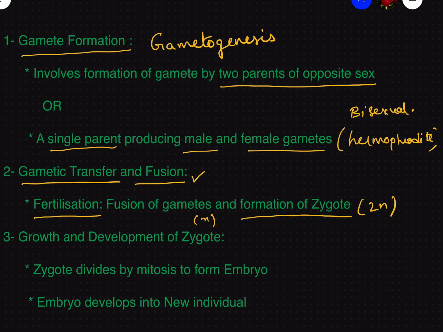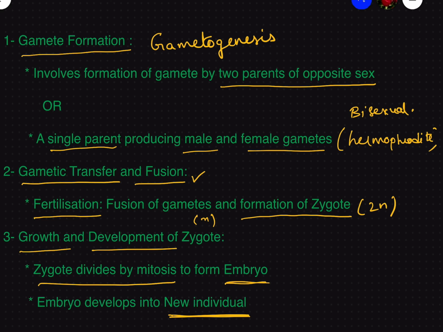Now, after the formation of zygote, what happens? The zygote divides by mitosis in the third step to form an embryo, and this embryo will further undergo growth and development to form a new individual.